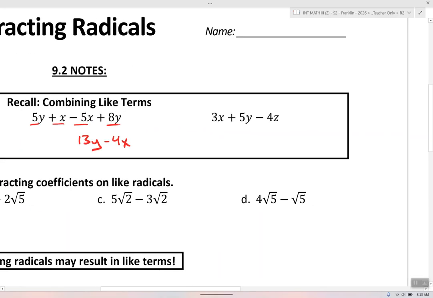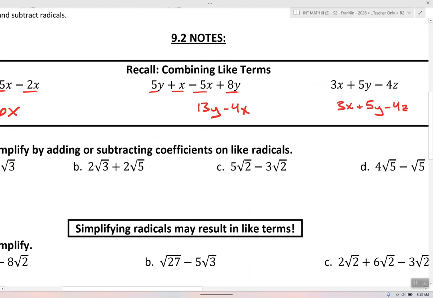For this last example, we can't actually combine any of these because these are all different variables, so that is just going to stay the way it is. 3x plus 5y minus 4z. Cannot simplify that. So we can do a similar thing with radicals.